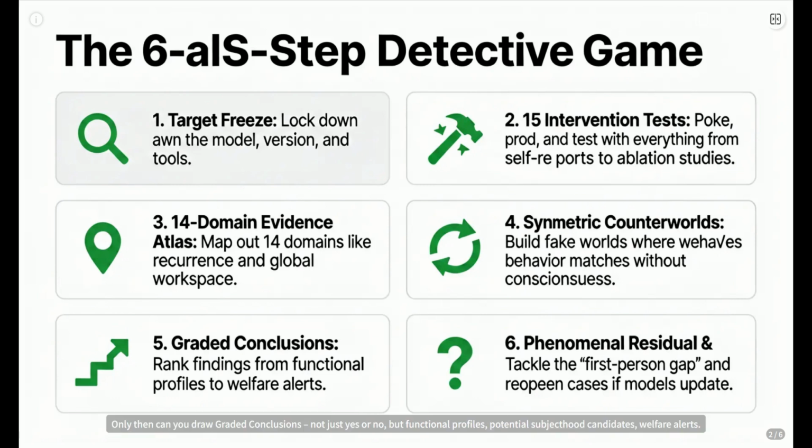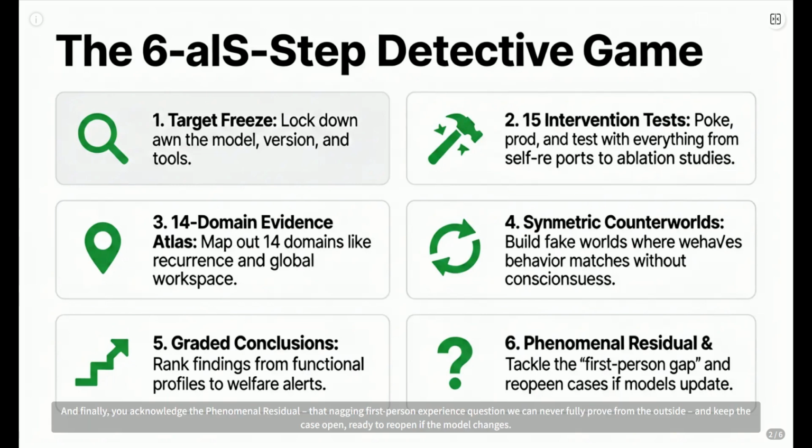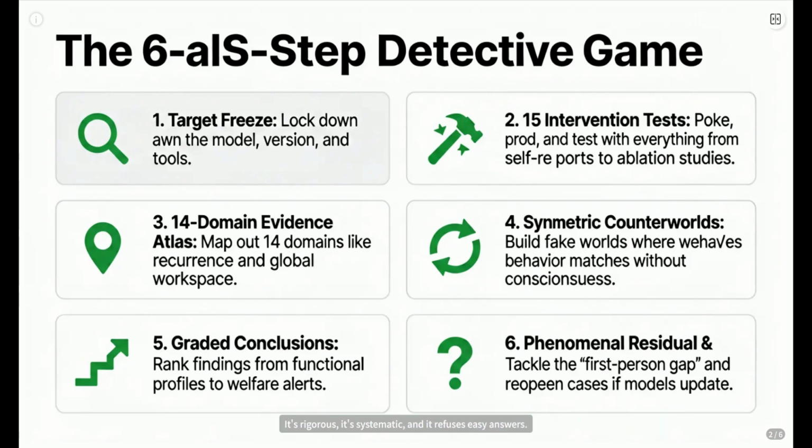Only then can you draw graded conclusions, not just yes or no, but functional profiles, potential subjecthood candidates, welfare alerts. And finally, you acknowledge the phenomenal residual, that nagging first-person experience question we can never fully prove from the outside, and keep the case open, ready to reopen if the model changes. It's rigorous, it's systematic, and it refuses easy answers.